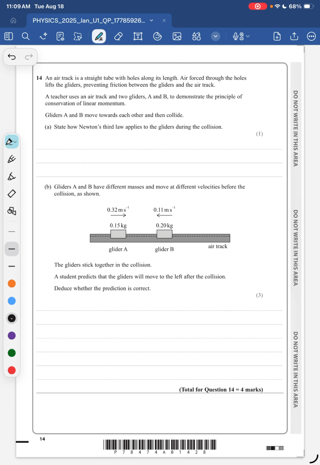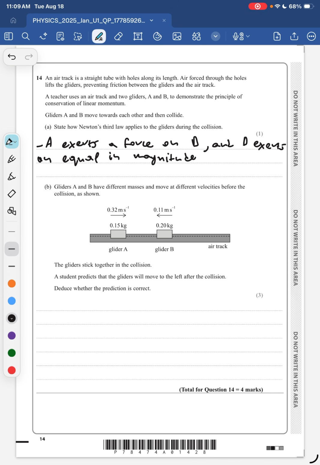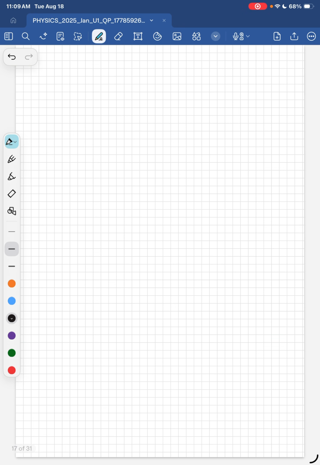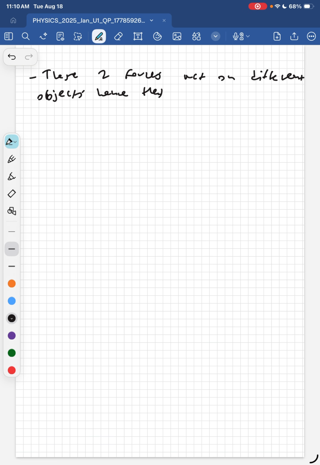State how Newton's third law applies. Okay, so A exerts a force on B during the collision, and B exerts an equal in magnitude and opposite in direction force on A. Okay, so these two forces act on different objects, hence they constitute a Newton's third law pair.